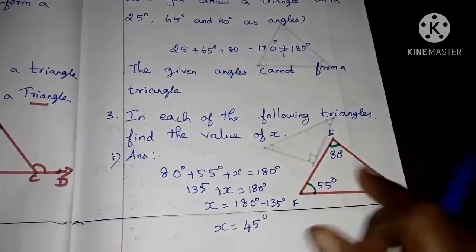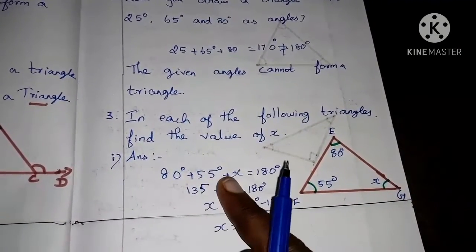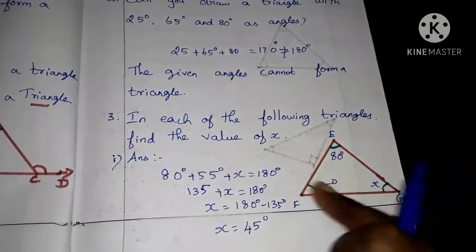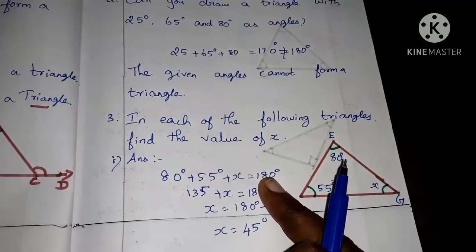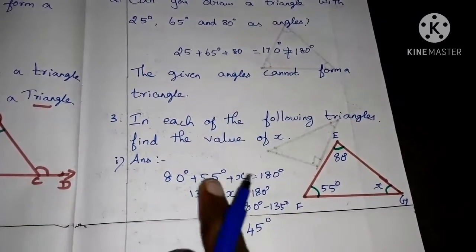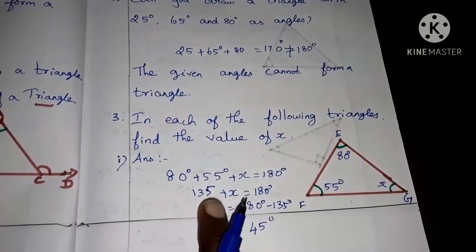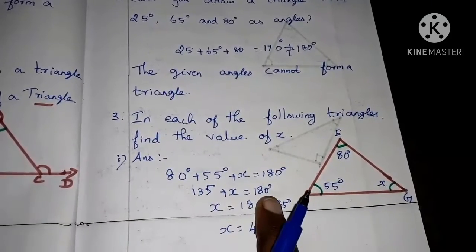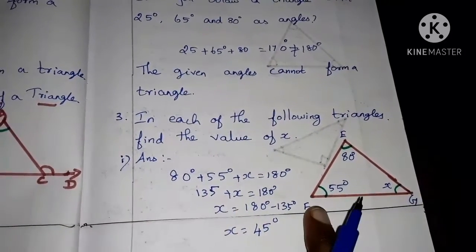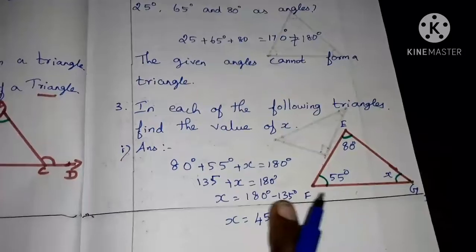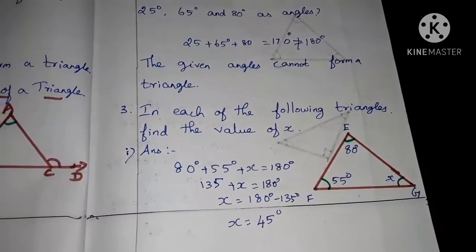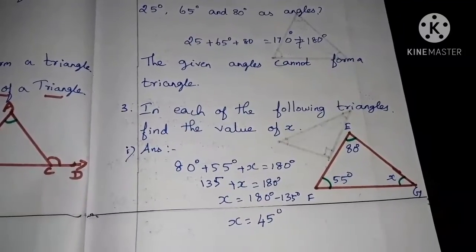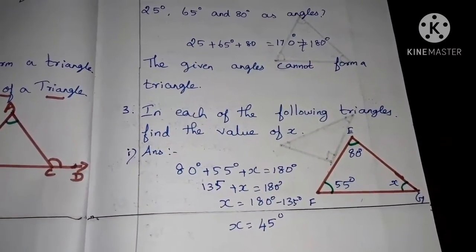So the sum of the angles of the triangle, 80 plus 55 plus x, is equal to 180. So 80 plus 55 is 135. 135 plus x is equal to 180. 135 comes to this side, it becomes minus. So we subtract, and our answer is 45 degree. So x is equal to 45 degree.